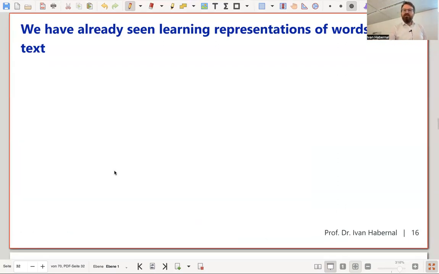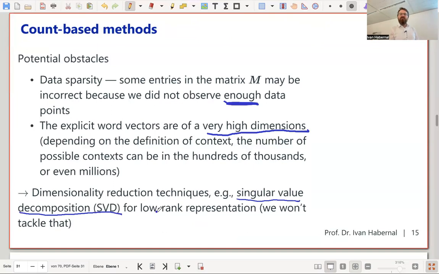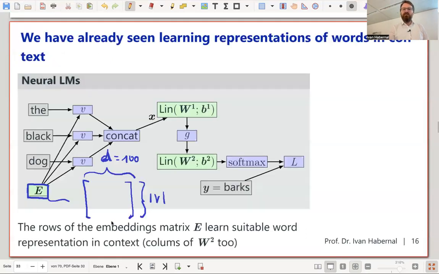Because if you use the standard SVD, you also always go to hundreds of dimensions, and we don't have to do any SVD here. We just design the embeddings matrix as we want, and it will learn dense representations of these words while solving this task. Okay.